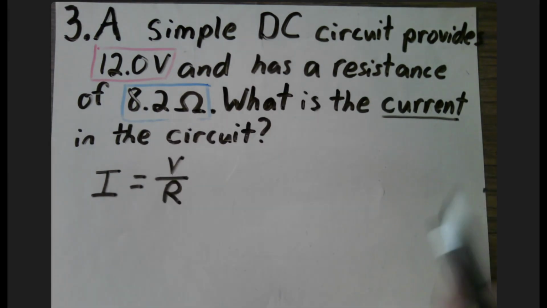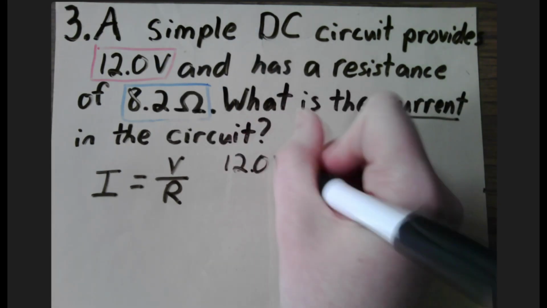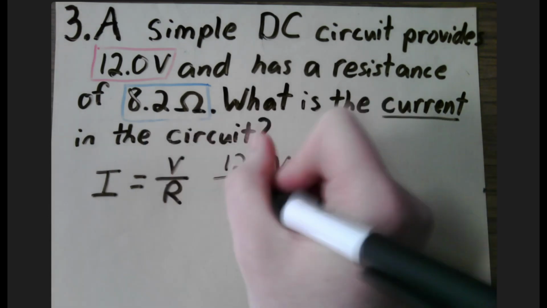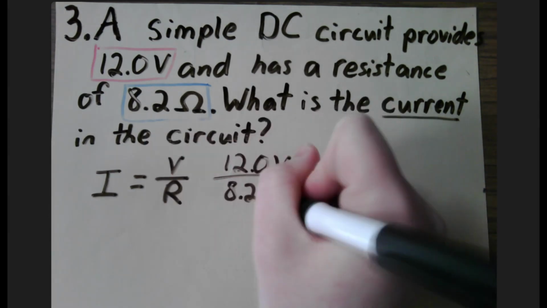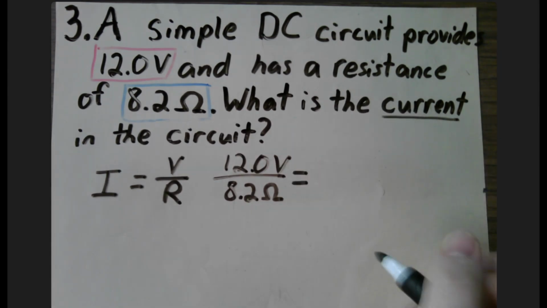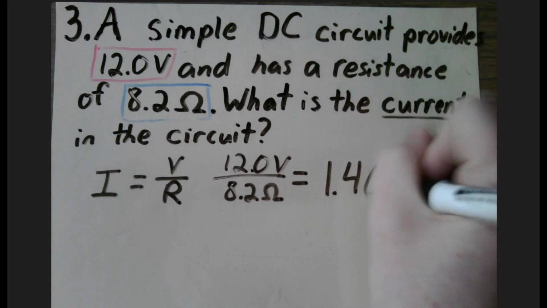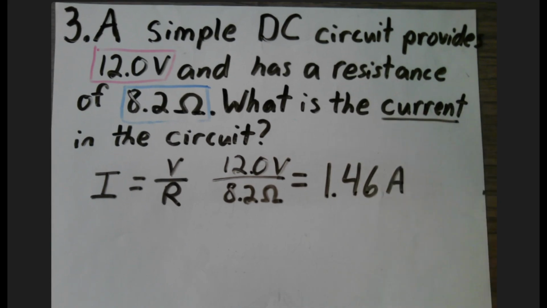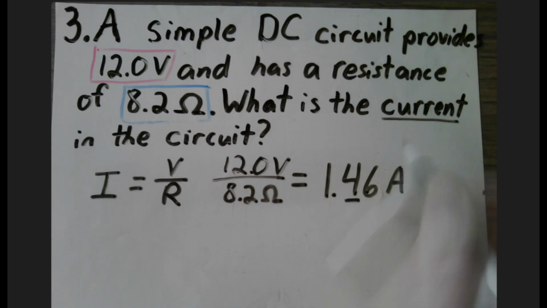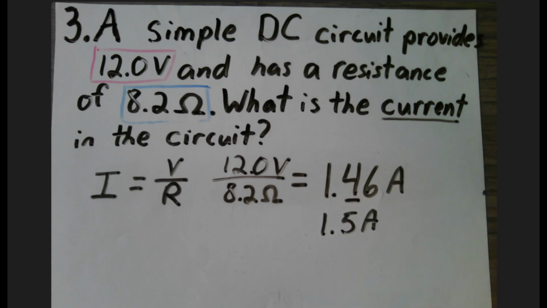In our problem, we have our volts, which is 12.0 volts, over, now we need our resistance, 8.2 ohms. After calculating out the math, our answer is going to be 1.46 amperes. Now we're going to round this up to the nearest tenth. 1.5 amperes is our answer.